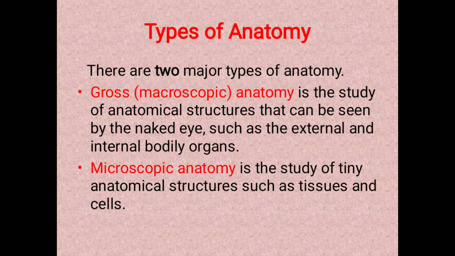The other one is microscopic anatomy. So what is microscopic anatomy? It is the study of tiny anatomical structures which we cannot see without an instrument such as a microscope, which we cannot see with our naked eye, that is the tissues and the cells. So the study of tiny anatomical structures such as the tissues and the cells is known as microscopic anatomy.